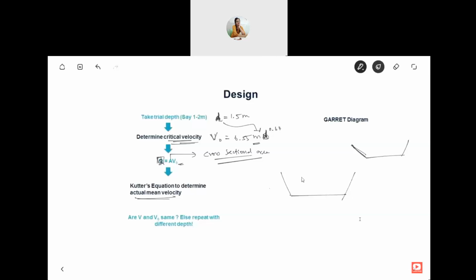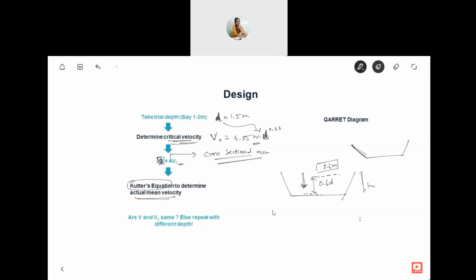the velocity of the water keeps varying with depth. At the bed, because of so much frictional forces, it is almost 0. So at 0.6 depth, if suppose this whole depth is 1 meter, at 0.6 meter, whatever velocity of the water you get, that is known as the actual mean velocity. So you use Kutter's equation to determine this actual mean velocity.